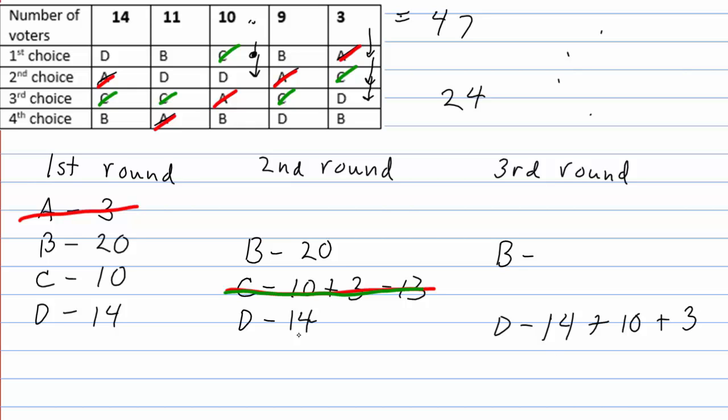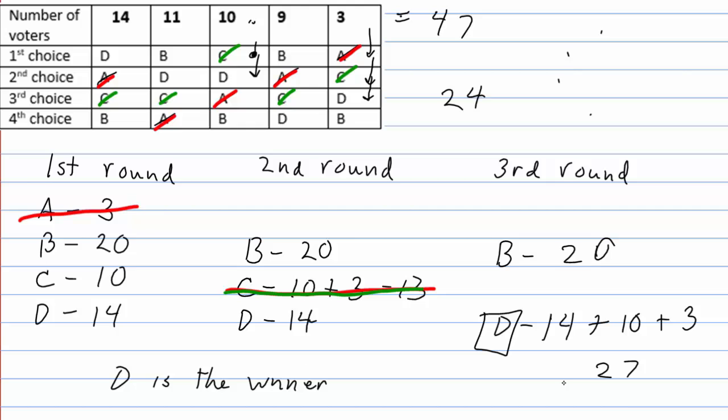So D had the 14 votes from the second round. It's going to pick up an additional 10 votes and an additional 3 votes. B has not picked up any additional votes. B still has the same number of votes it had before, 20. So looking at those numbers, B has 20, and D has what? It has 24 plus 3, 27 votes. 27 is clearly the larger of the 2 numbers, and it also is the majority. So in fact, then D is the winner of the instant runoff.